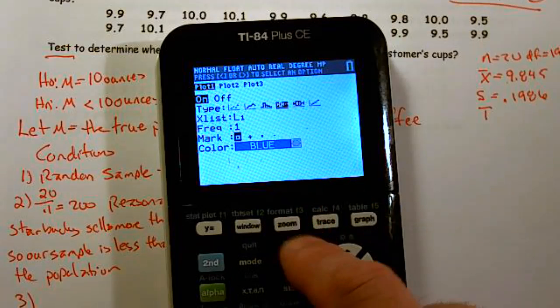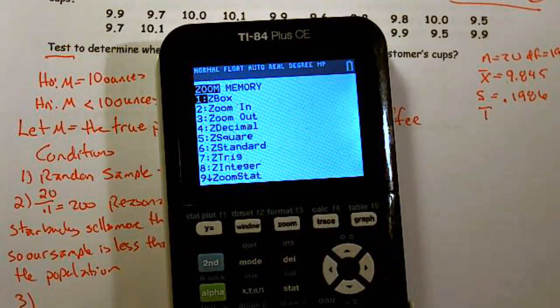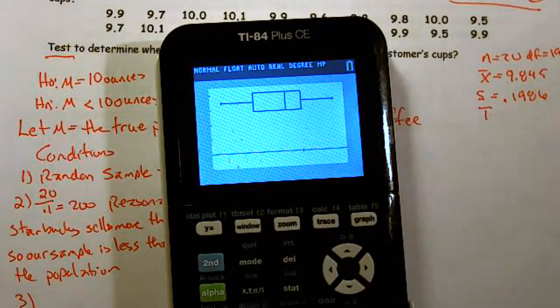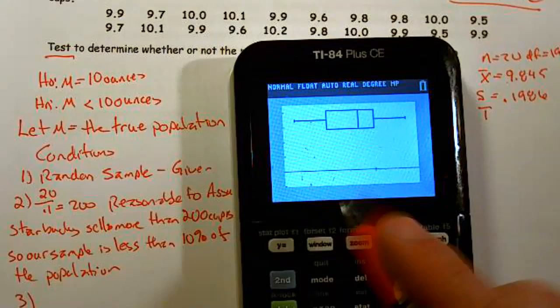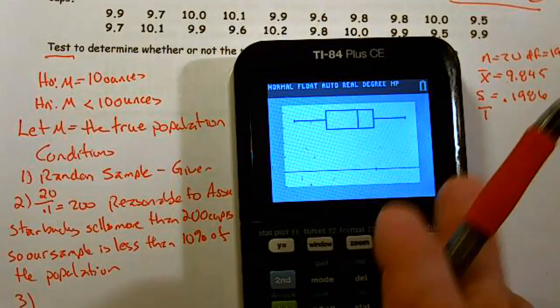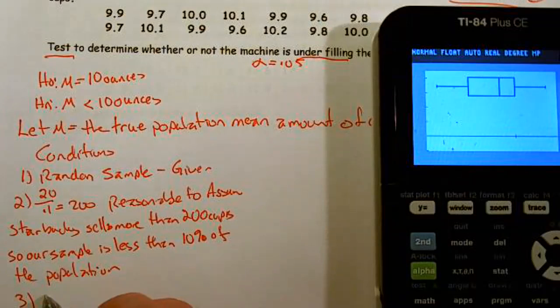And at that point, I can just do a zoom, followed by the number 9, and I get a box plot that looks like that. And we'll talk about that in a second. The very first thing I do is I just try to sketch this thing out the way it looks. So sketching this out the way it looks, something like this.